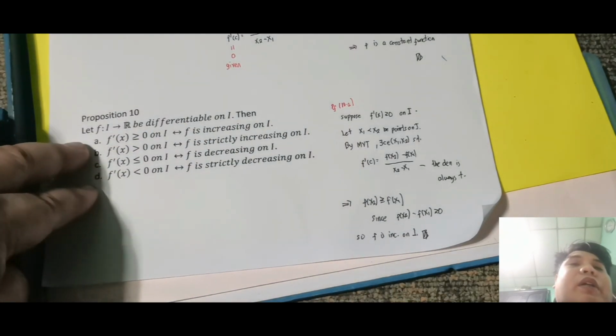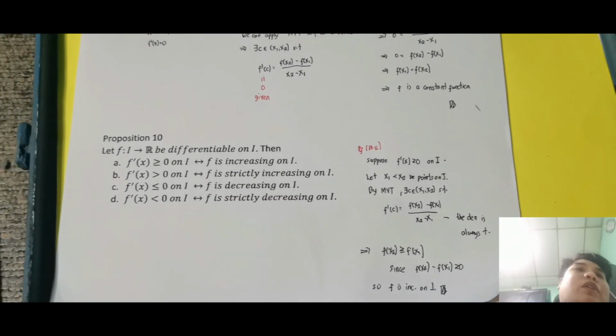So iba na yung case pag strictly increasing. Okay, so meaning labas na yung pagiging 0. Hindi na siya pwedeng mag-0.